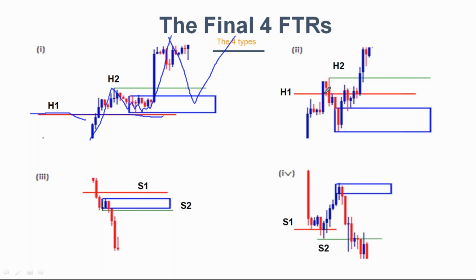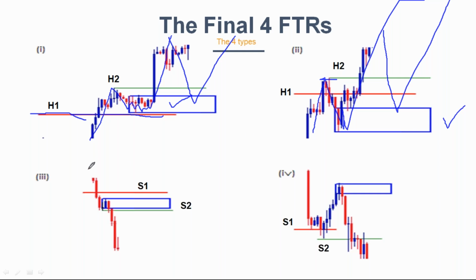Similarly here, H1 broken, H2 is formed, price came down, formed a base, and broke H2 also. So when price comes back, we will take this trade. Now see where the base happened. This base happened between H1 and H2. This base happened below H1 and H2.